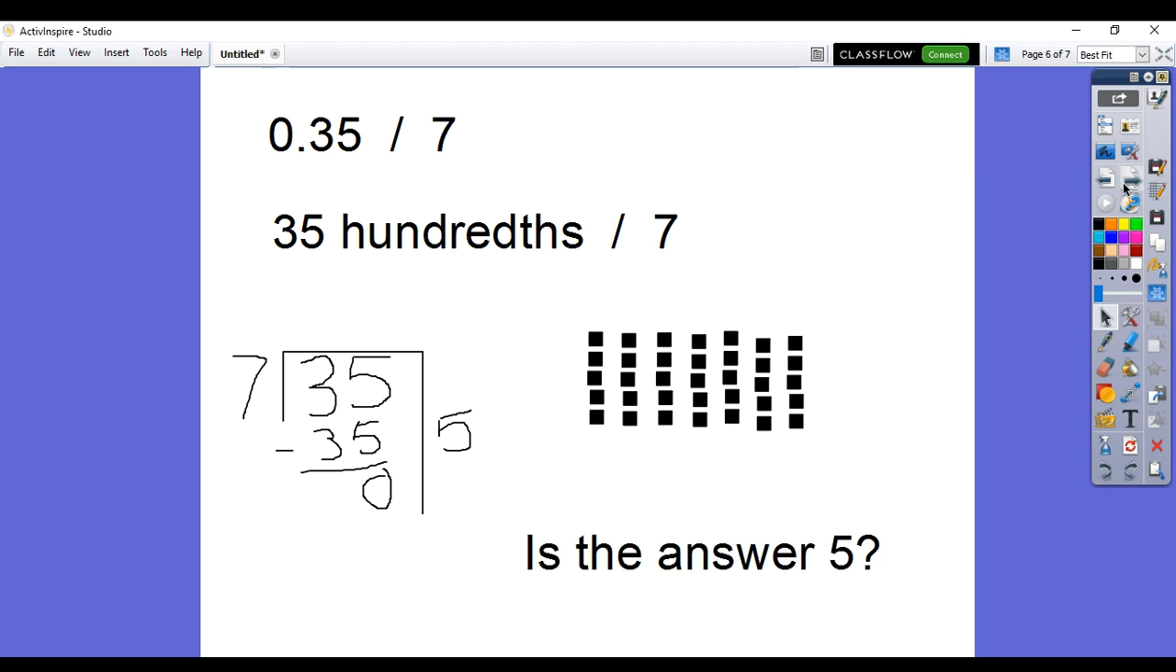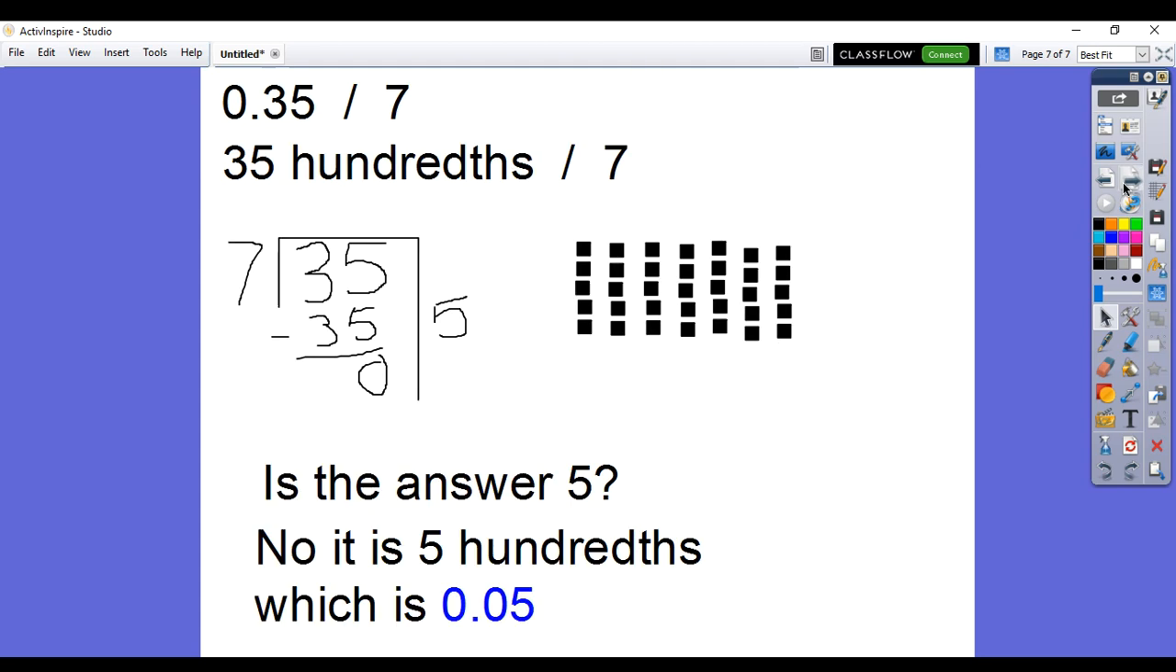Now, here's the trick. Is the answer actually 5? Okay? Because think about those blocks. Yes, there are 5 blocks, but what do each of those blocks represent? Okay, is the answer 5? No. The answer is 5 hundredths. Each one of those blocks is a hundredth. So if we take 3,500 hundredths divided by 7, it gives you 5 hundredths. That's the piece that it is. So then we can just take that and write out our answer as 5 hundredths.